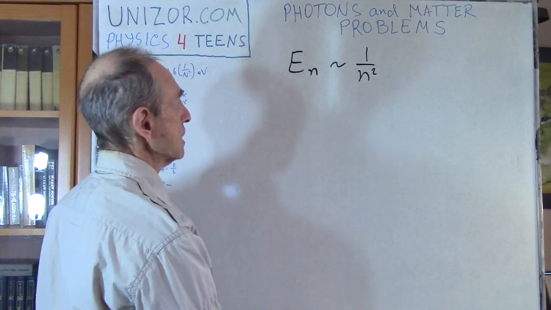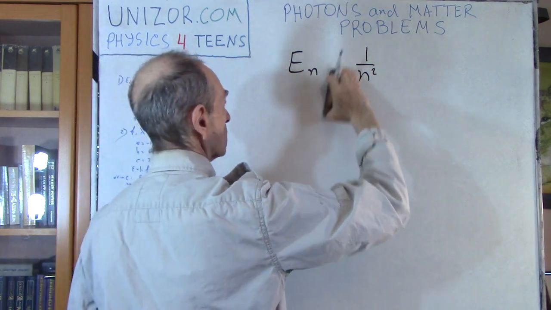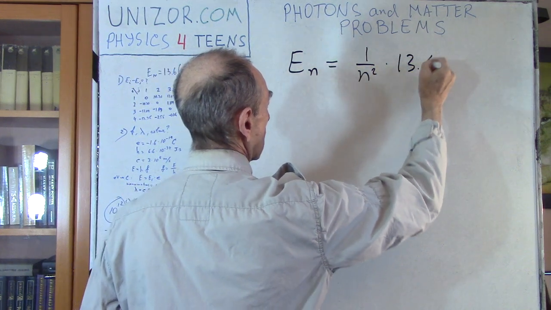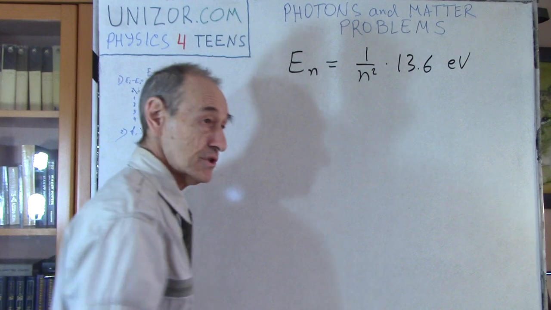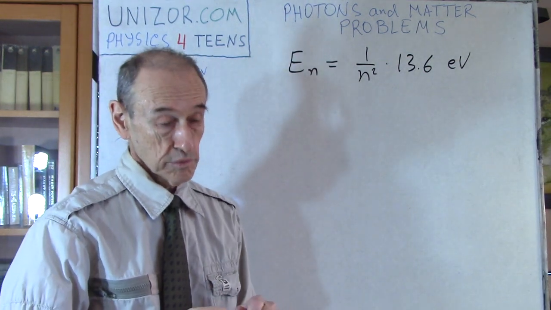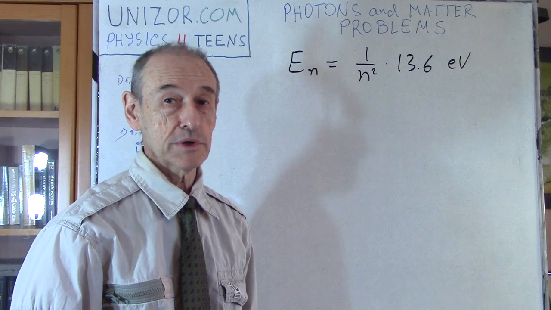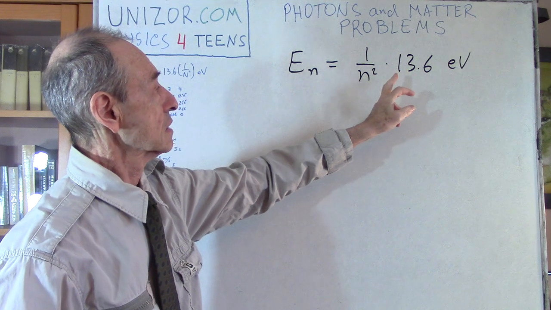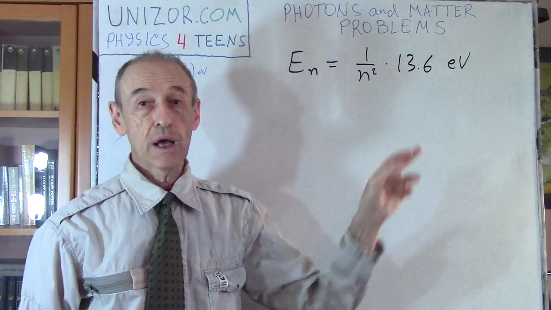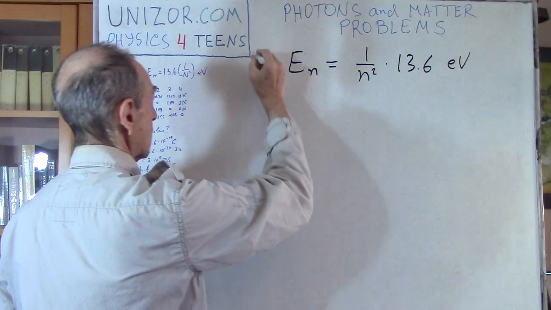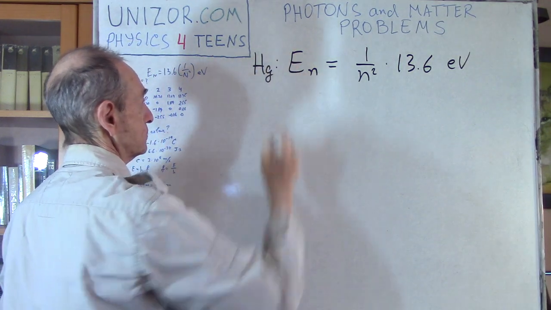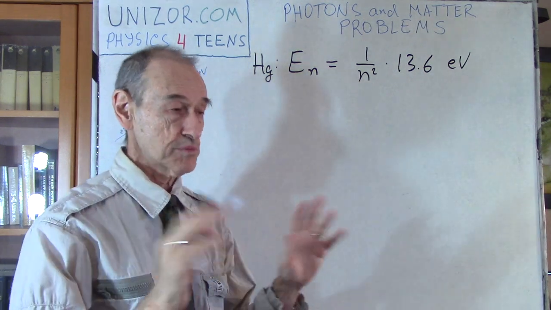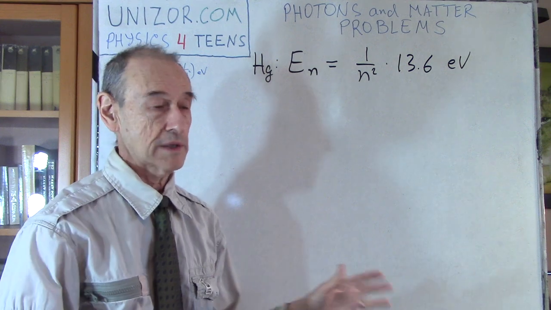Now, in case we are talking about electron volts as energy unit, which is kind of customary whenever we're talking about atomic dimensions, this is basically an exact formula for hydrogen atom. So this is hydrogen. Other elements do not have this formula. It's something much more complex, or I don't know right now.